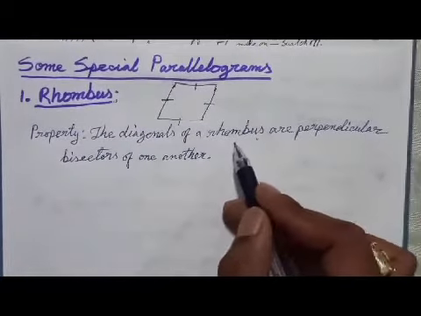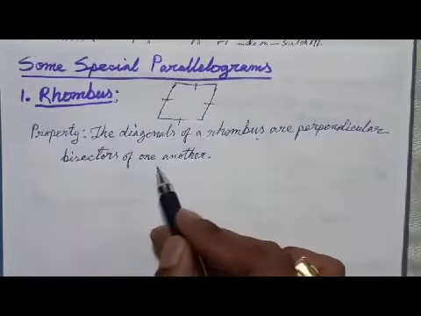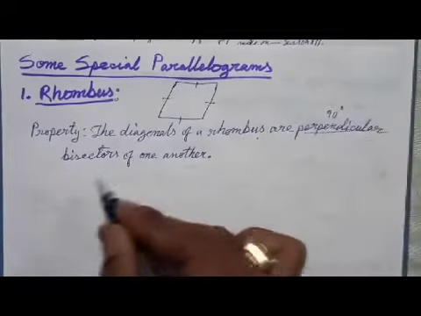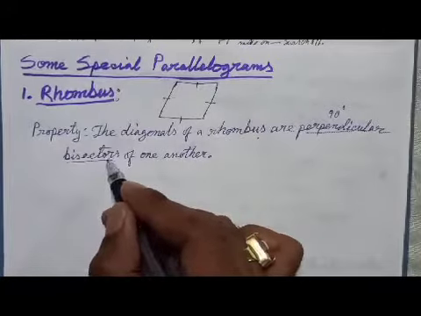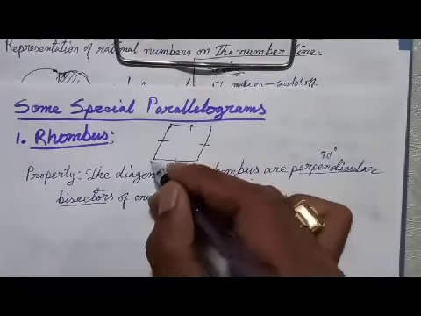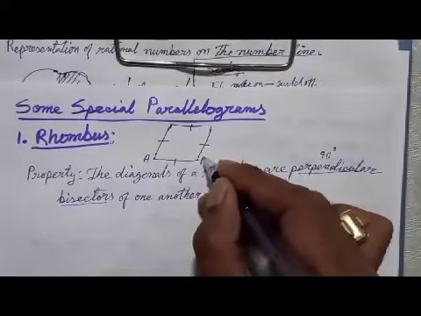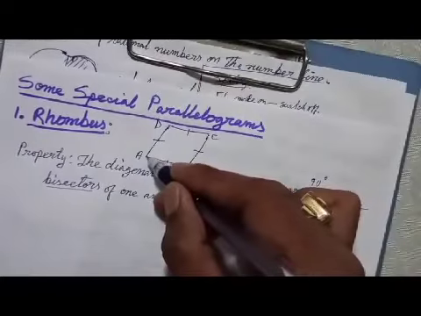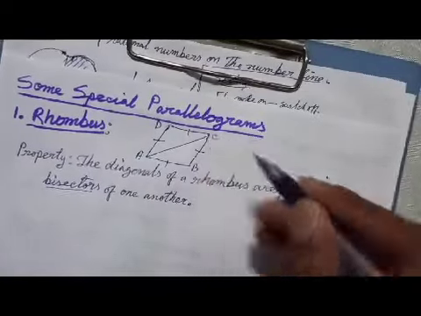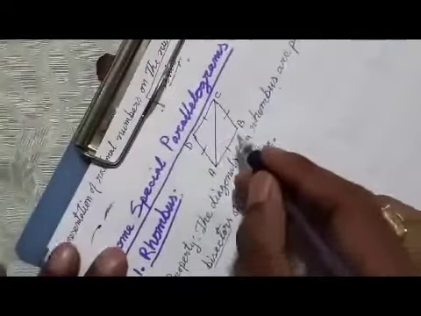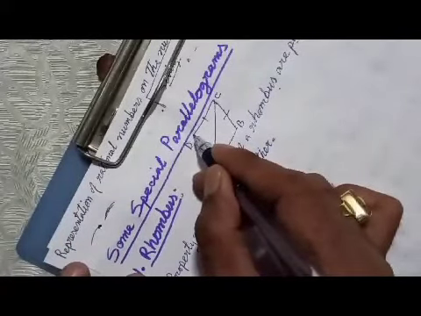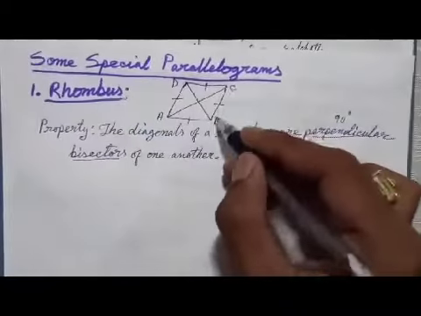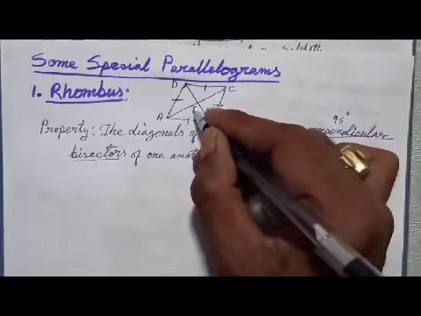The diagonals of a rhombus are perpendicular bisector of one another. Here, perpendicular means 90 degree and bisector means to cut at the center. So this is a rhombus. Let us name it ABCD. In this rhombus, if we draw the diagonals, AC is a diagonal and BD is the second diagonal. AC and BD intersect at O.